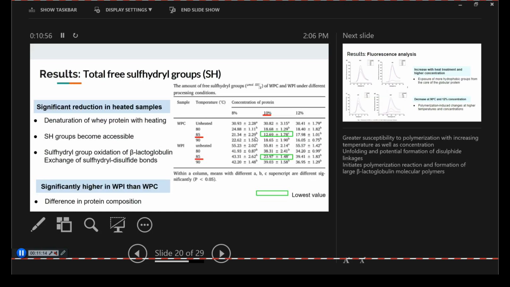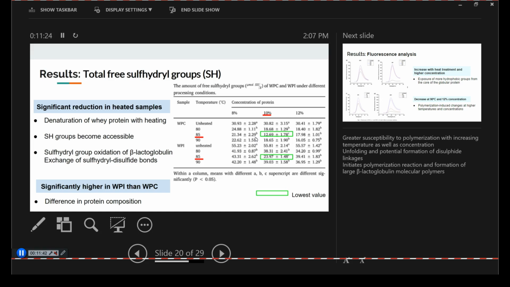Looking at the results for free sulfhydryl groups, there was a significant reduction in the heated samples, mainly due to the denaturation of whey protein with heating that exposes the sulfhydryl groups. As Lucy mentioned, beta-lactoglobulin has a free sulfhydryl group, so such free sulfhydryl groups are exposed and undergo sulfhydryl oxidation and exchange of sulfhydryl-disulfide bonds, and thus decrease the free sulfhydryl groups in the whey protein.